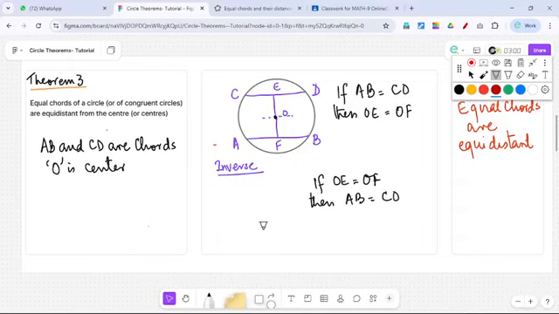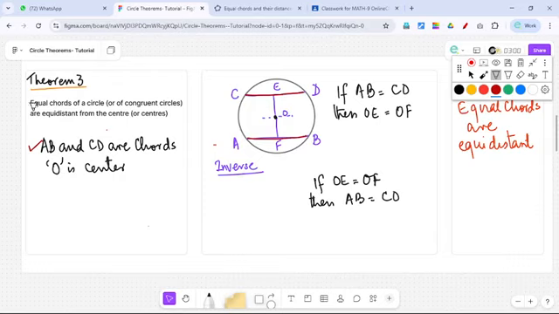Next theorem of circle theorems, theorem number 3, states equal chords of a circle or of congruent circles are equidistant from the center or centers. So if we consider only one circle, AB and CD are chords and O is the center. So AB is one chord, CD is another chord.